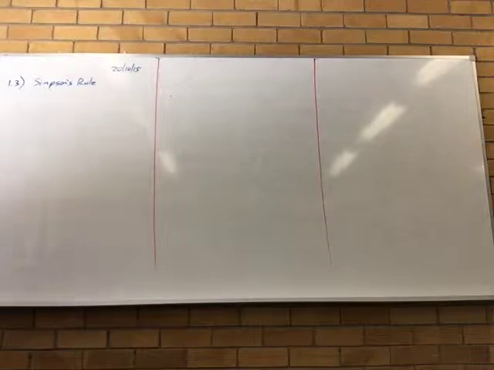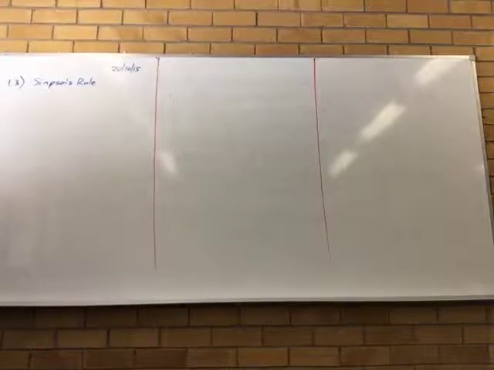Right, so Simpson's rule. This uses parabolic arcs, arcs of a parabola, to estimate the area underneath a curve instead of straight lines. Generally speaking, not always, it will provide a better estimate for the area when compared to the trapezoidal rule.